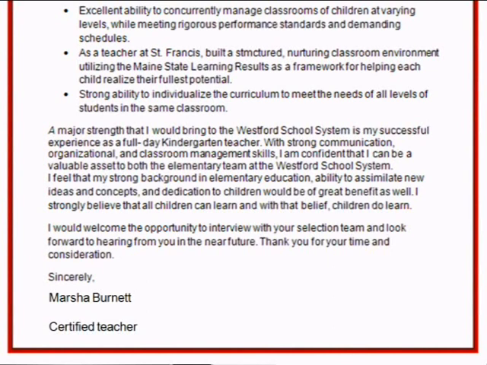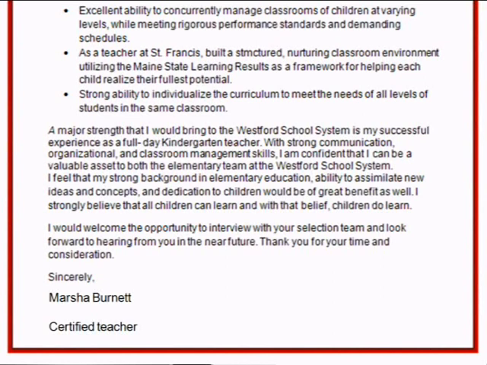Excellent ability to concurrently manage classrooms of children at varying levels while meeting rigorous performance standards and demanding schedules. As a teacher at St Francis, built a structured, nurturing classroom environment, utilising the main state learning results as a framework for helping each child realise their fullest potential. Strong ability to individualise the curriculum to meet the needs of all levels of students in the same classroom.